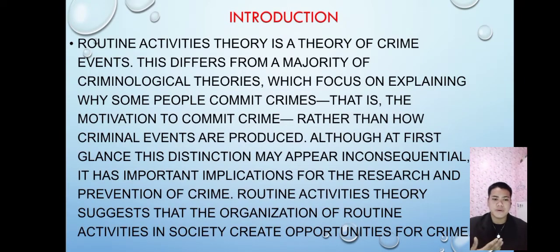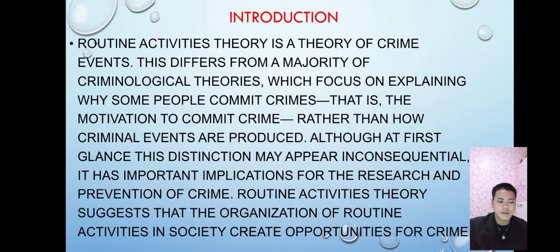Routine activities theory is a theory of crime events. This differs from a majority of criminological theories, which focus on explaining why some people commit crime rather than how criminal events are produced. Although at first glance this distinction may appear inconsequential, it has important implications for research and prevention of crime.